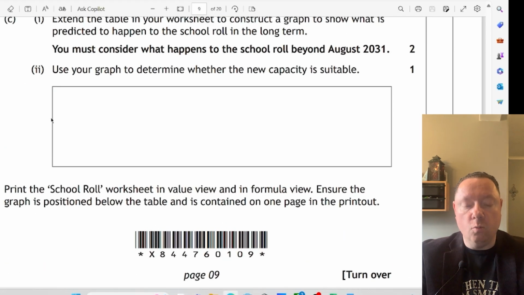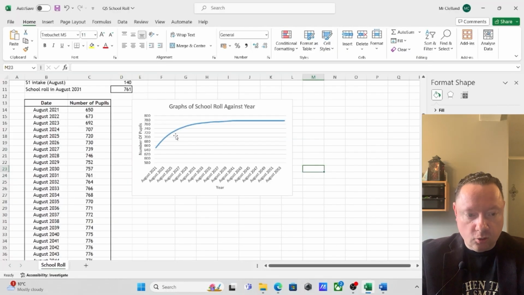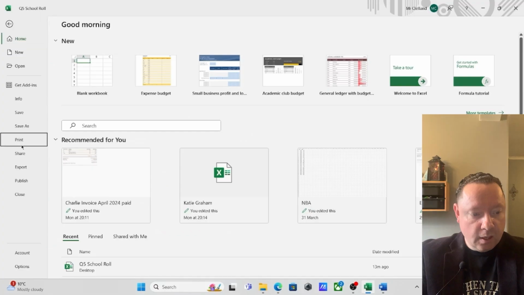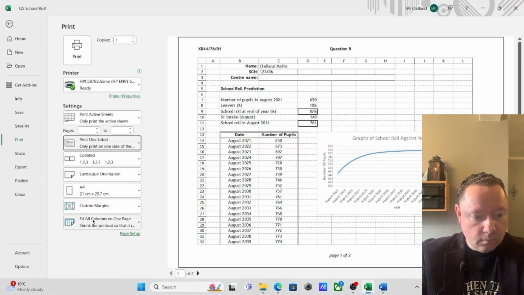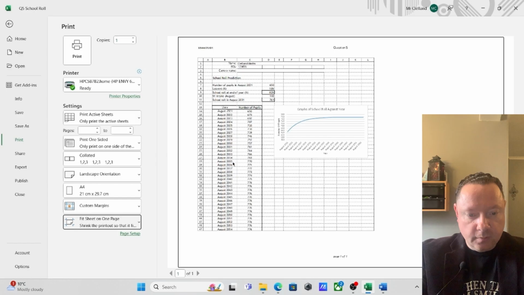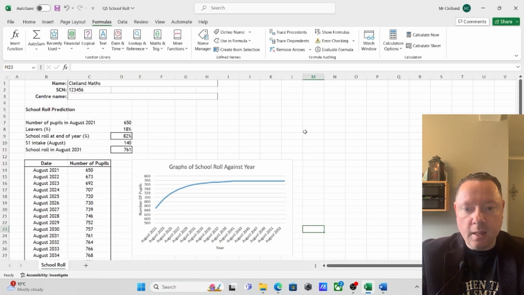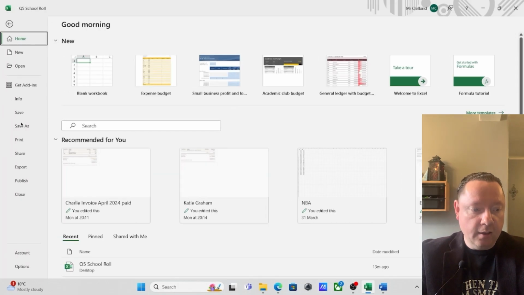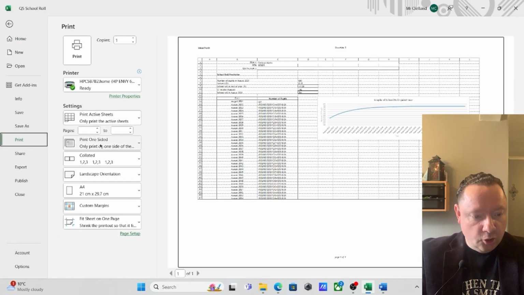And then it says to print the school worksheet in value view and formula view. So value view and formula view on one page. So this is the value view. We just go to File, Print, Fit Sheet on one page, and then you'll get it all on one page. So that's value view. But for formula view, you go to Formulas, and you click here, Show Formulas, and then it will show all the formulas that you've used. So with SQ you can mark it and make sure you've rounded. File again, Print. Make sure you click to fit on one sheet, which is done, and then you just print it and away you go.